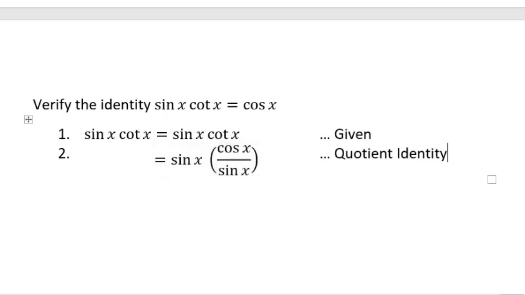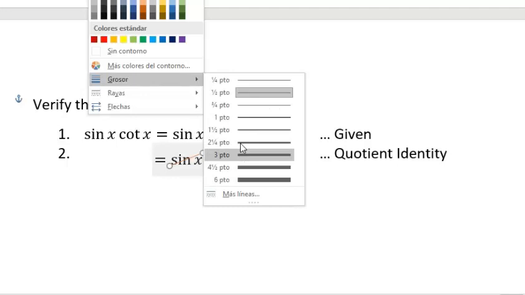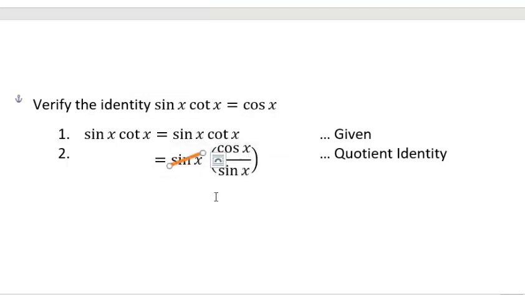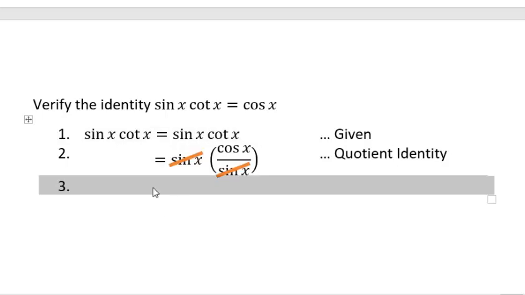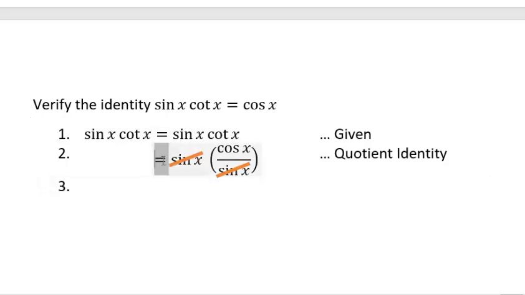Okay, so sine is multiplying this parenthesis, and in this parenthesis I have a sine under the line, so I can cancel them. Okay. So in order to cancel them, I'm gonna put a line that explains I'm canceling. So that line is going to cover sine of x and sine of x. Yes, so they're cancelled. Once they're cancelled, only cosine is going to stay there, right? So only cosine stays there.